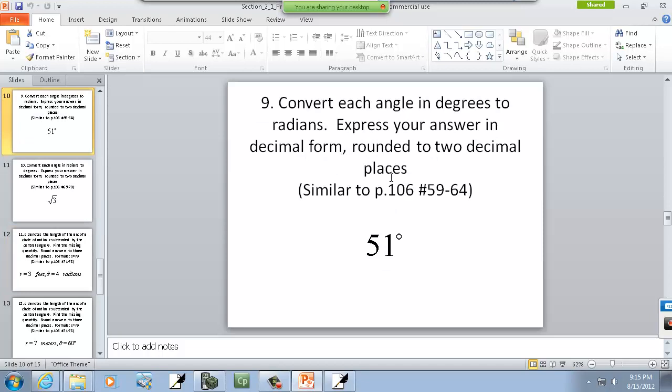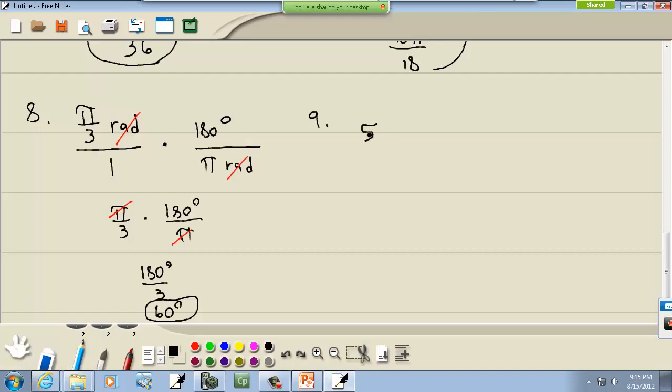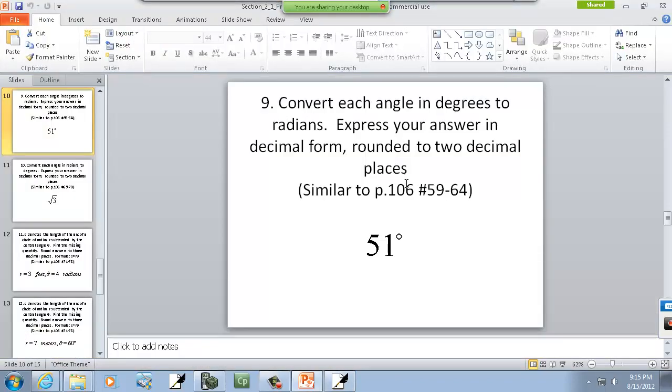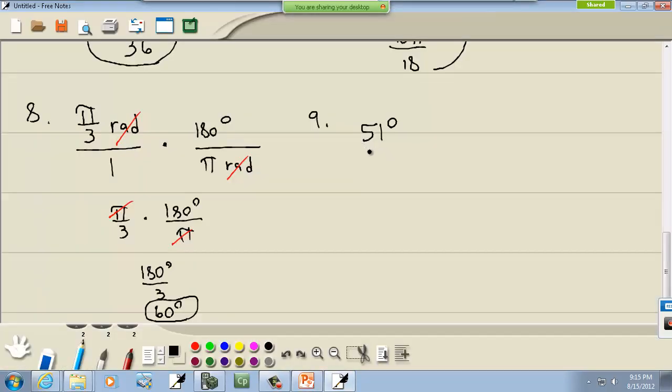Okay, so let's look at this one. 51 degrees. And it says, convert each angle in degrees to radians, express your answer in decimal form, rounded to 2 decimal places. So, don't want to do any simplifying here. We can just plug it straight into our calculator. Now again, we're going to radians, I believe. Yeah. So I'll put this in fraction form. And if I have degrees up here, I have to have degrees down here. So I put 180 degrees there, and pi radians would be up here. Well, yet again, the degrees will cancel like that. And we got 51 pi over 180. And we're just going to plug this into our calculator because it wants a decimal.